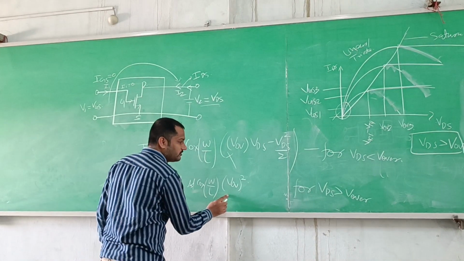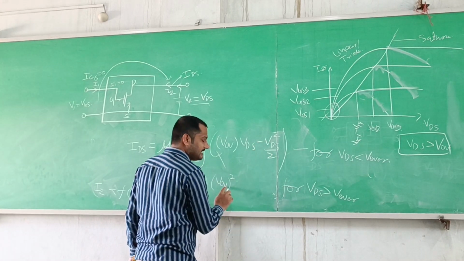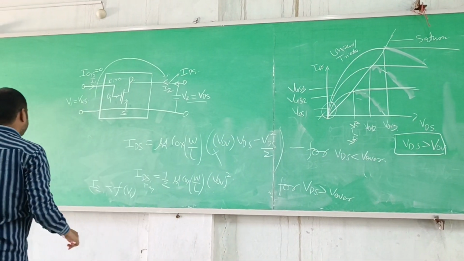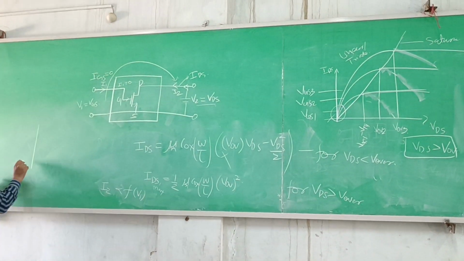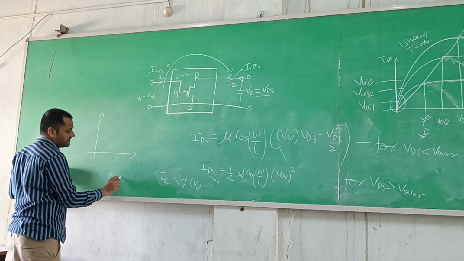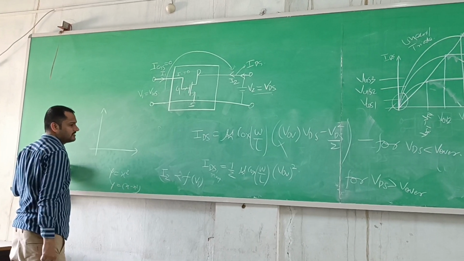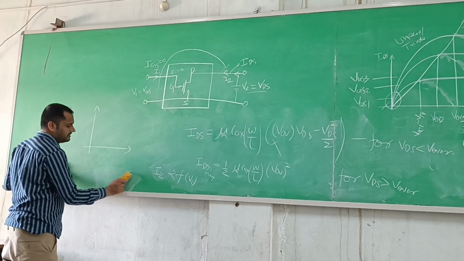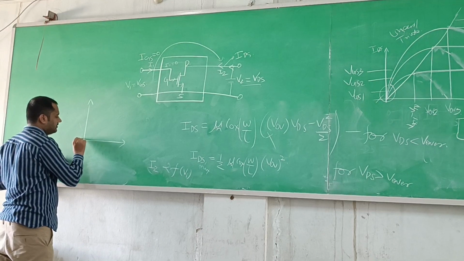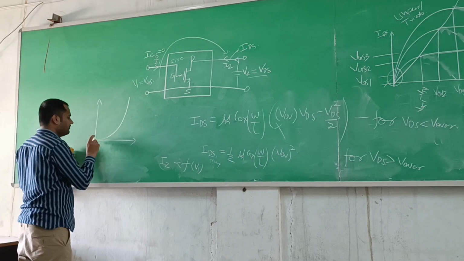So again, this equation is also a parabola, but this parabola and that parabola are different. This is a negative parabola, this is positive. You already studied this in your 12th class maths: how the y equals x square curve and the y equals x minus x square curve look. This does not need to be revised. So this curve will look like this.